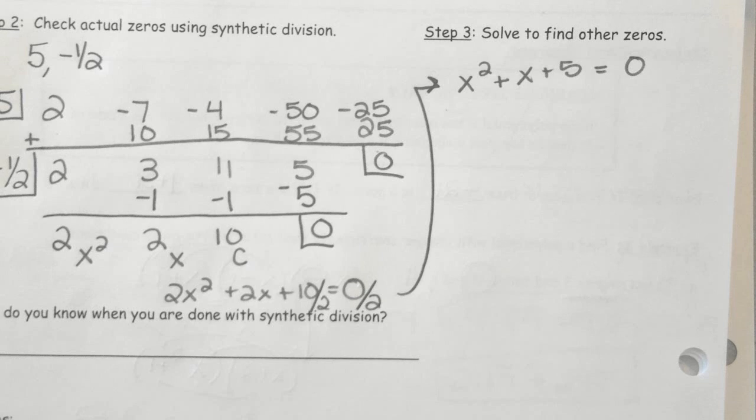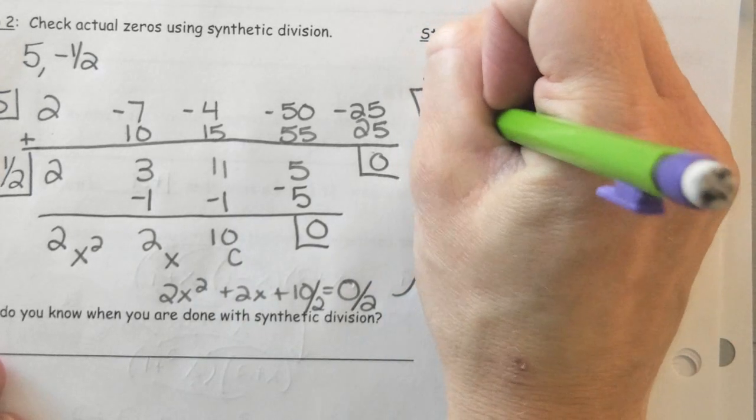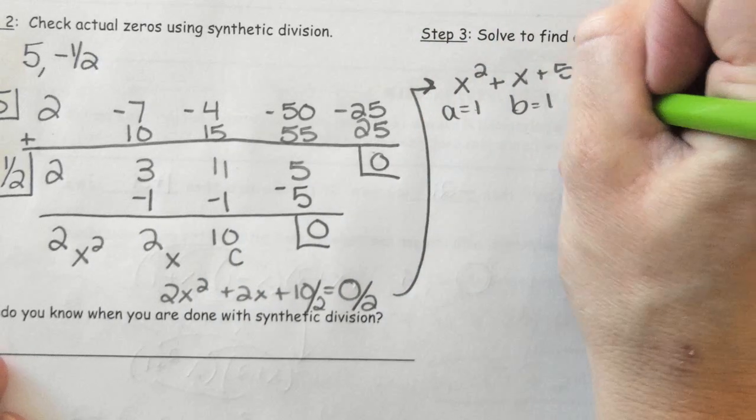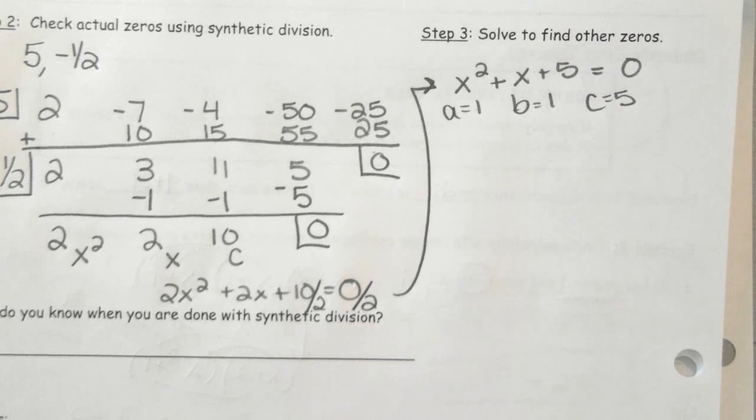I've got a nice trinomial. Do we know what multiplies to 5 but also adds or subtracts to 1? That's a bummer. So that means I need to use the quadratic formula. A is 1, B is 1, C is 5.